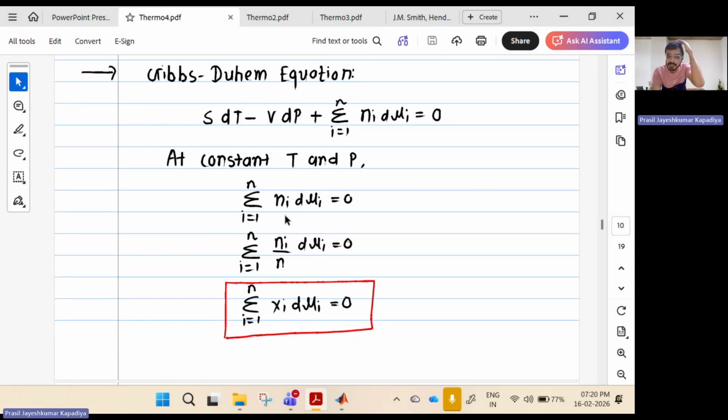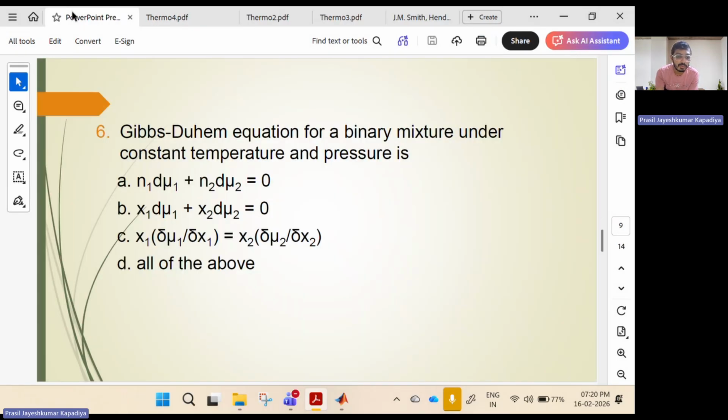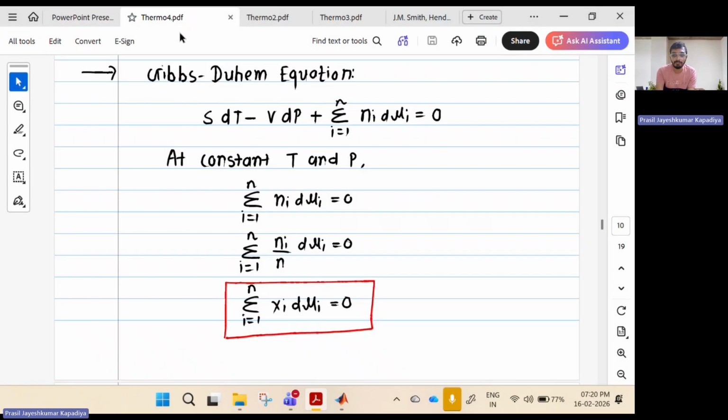Let's say I am dividing this equation on both sides by total n. So it will be n1 by n d mu 1 plus n2 by n d mu 2 plus n3 by n d mu 3 equal to 0, like that. And what is n1 by n? n1 by n will be the mole fraction of the particular component. So my equation will be x1 d mu 1 plus x2 d mu 2 and so on equal to 0. So this second term is also correct.